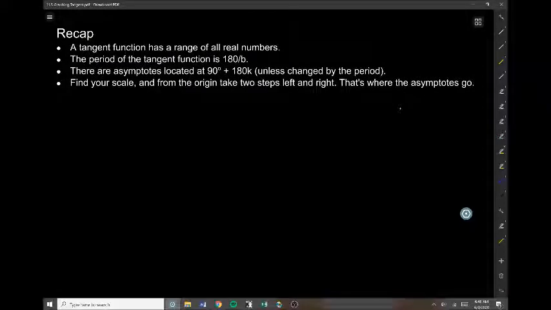Okay, a tangent function has a range of all real numbers. The period of the tangent function is 180 over b, which is the same as pi over b. The asymptotes are located at 90 degrees plus 180k, but those can be changed by the period. So those could both be divided by b. Again, I said k, but I'm using n, not k. If the b value is present, then both these would be divided by b. Find your scale, and from the origin, take 2 steps left and right to find the asymptotes.